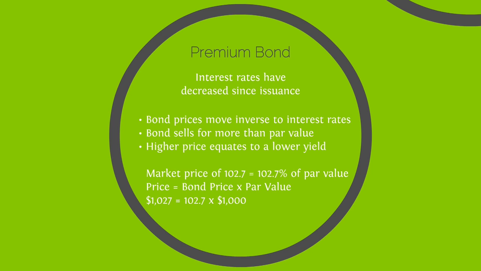A premium bond means that the price of the bond has gone up, which, as we know, the interest rates have moved in the opposite direction. That means market interest rates have gone down since the issuance of the bond. And again, we can see this formula, bond price times par value, to get $1,027, which is above the par value of $1,000, which means interest rates have moved the other way. So we have to increase the price of the bond to lower the yield to match the market.